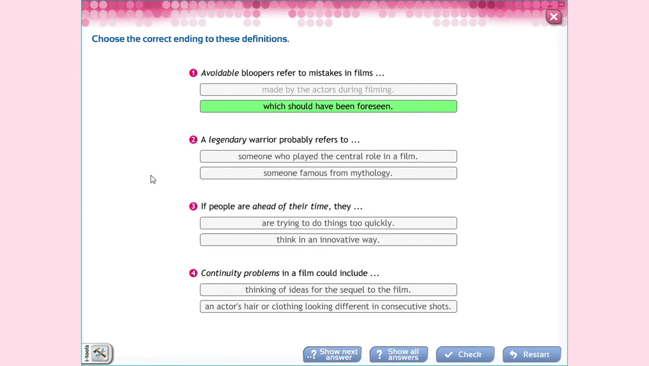Number 2, a legendary wearer probably refers to someone who played a central role in a film, someone famous from mythology. What do you think it is? Yes, someone famous from mythology. Number 3, if people are ahead of their time, they think in an innovative way. Good. Number 4, continuity problems in a film could include an actor's hair or clothing looking different in consecutive shots.